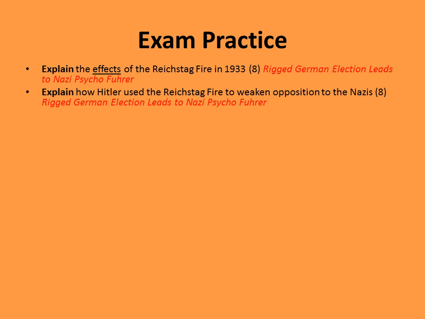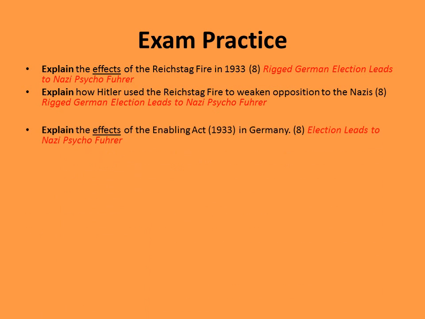Explain how Hitler used the Reichstag fire to weaken opposition to the Nazis. It's essentially the same question as before, worded slightly differently. If it's an explain question about the Reichstag fire, you can be pretty confident that going through the rigged German election and showing how it all links is the right thing to do.